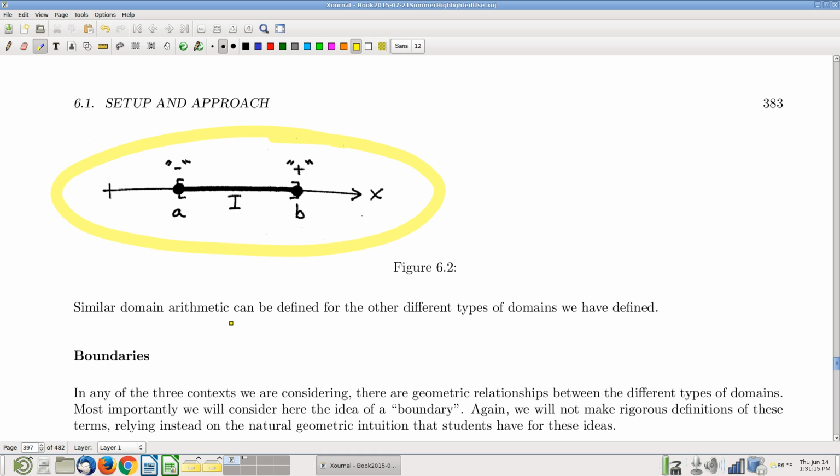Okay, let's talk about boundaries. What do we mean by the word boundary?